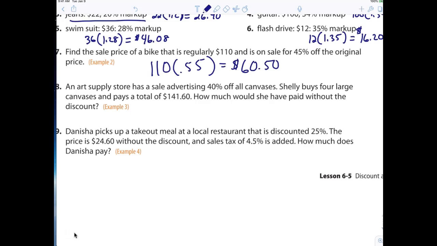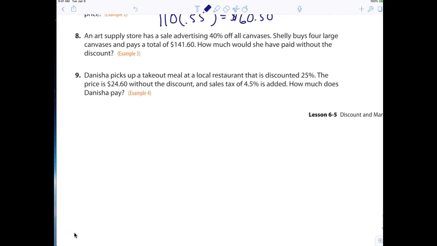So now I'm on number 8. Diesel, read. A store has a sale advertising 40% off all gases. Charlie bought four gases and the total was $141.60. How much would you have paid? Okay, so now this one I want everybody to put down on their paper. Very hard problem. Very hard. Come on, I mean it now.